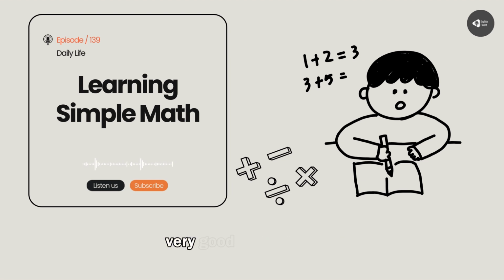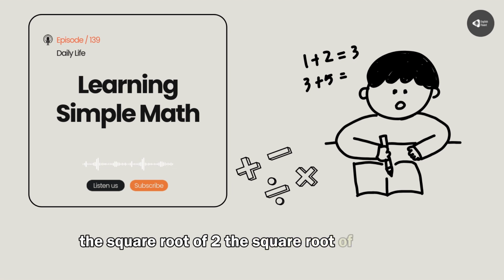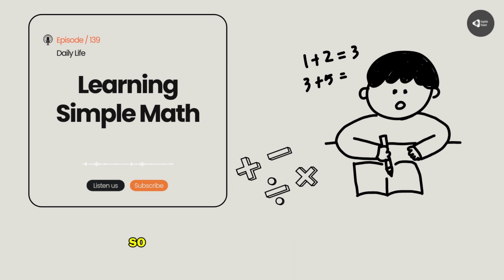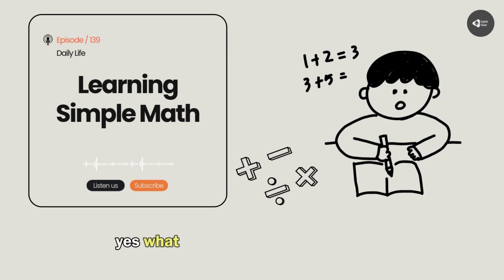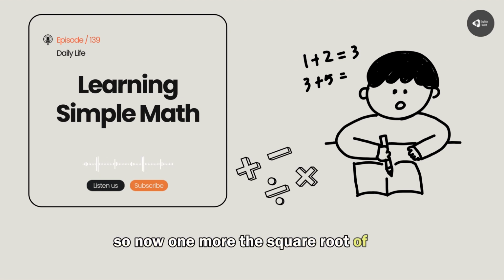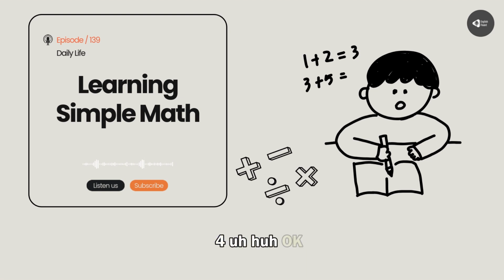Very good. So after division, the teacher was very impressed, and now she asked a very hard mathematical operation, especially for a girl this age. The square root of 2. The square root of. So let's give some examples to show what the square root is. Okay, so if I ask you the square root of 9? 3. Right? Yes. What about the square root of 4? 2. Okay. So now one more. The square root of 16. 4. Okay, so you notice the pattern, right?